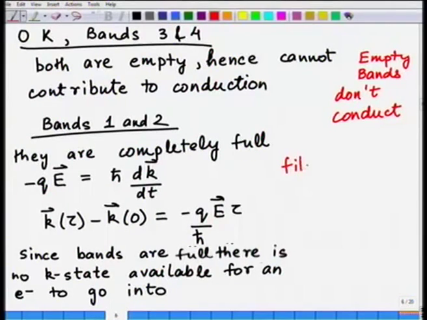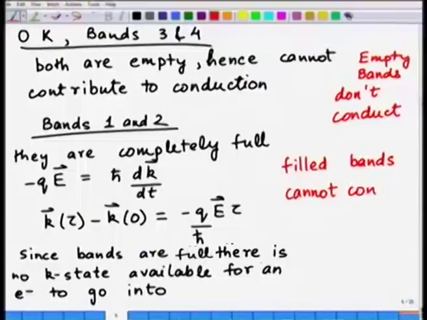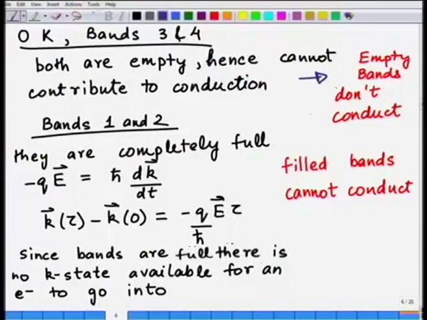If the band is completely full of electrons, then it cannot change its k state, and therefore you can see that completely full bands cannot conduct. Filled bands cannot conduct. That is the second conclusion. First conclusion, second conclusion. What does that mean?